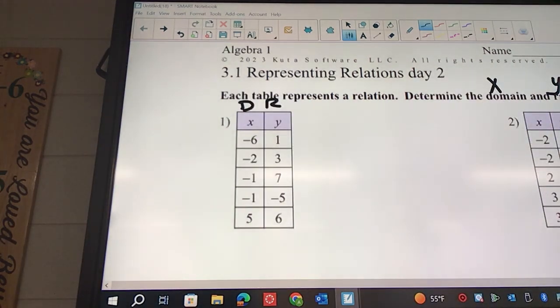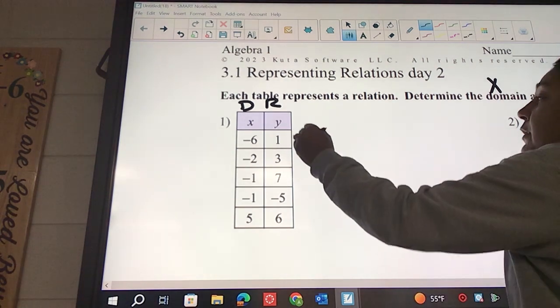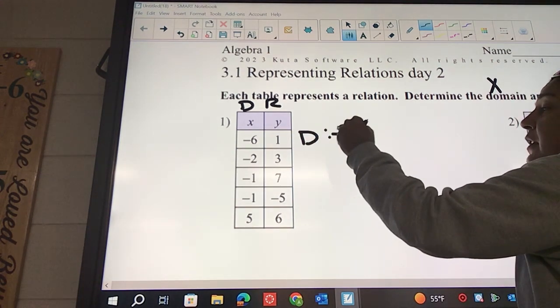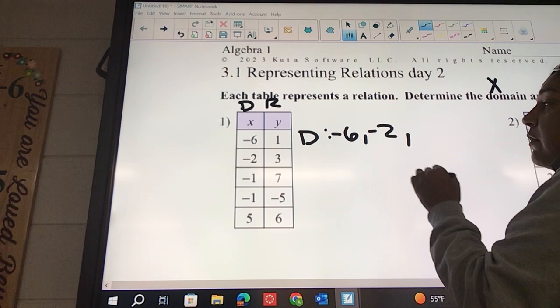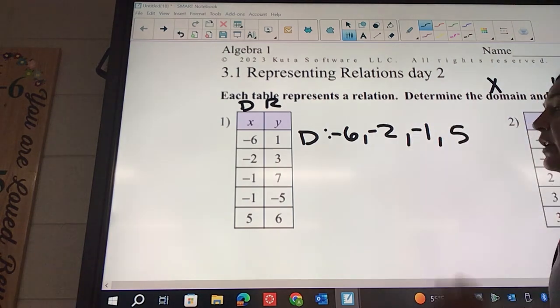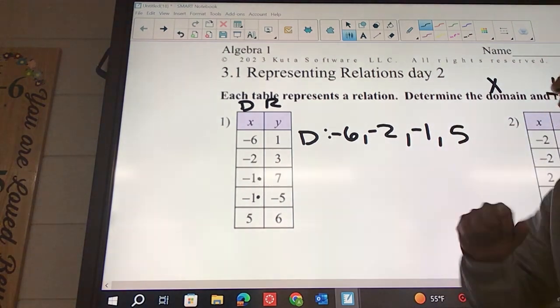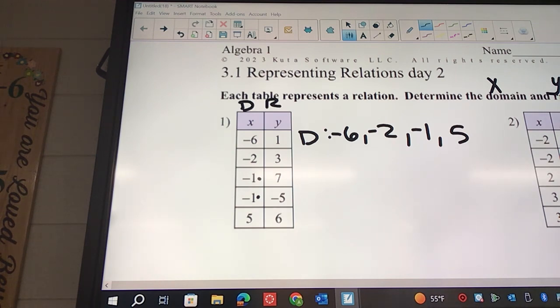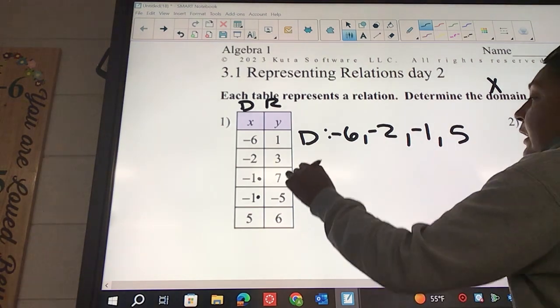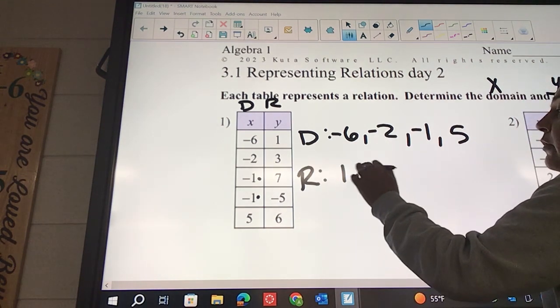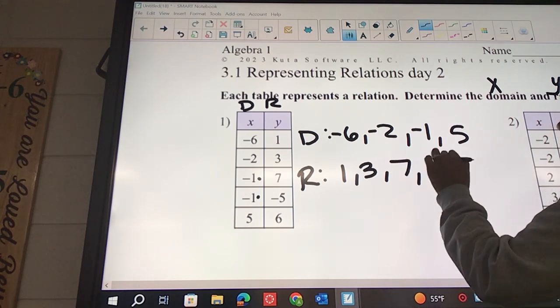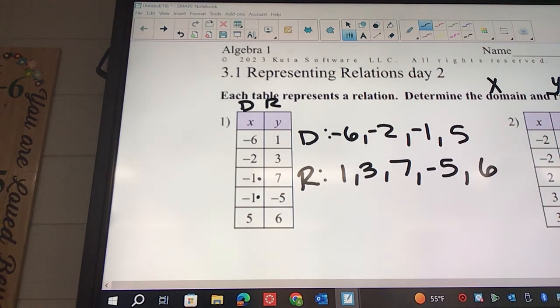There was one rule with these yesterday though. What was it? Oh, you can't repeat the same number on the same line. So the domain is going to be -6, -2, -1, and 5. Even though we have two negative ones, we don't repeat them. We only write them down one time. The range then is 1, 3, 7, -5, and 6.